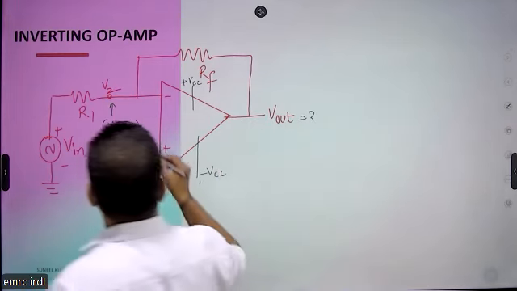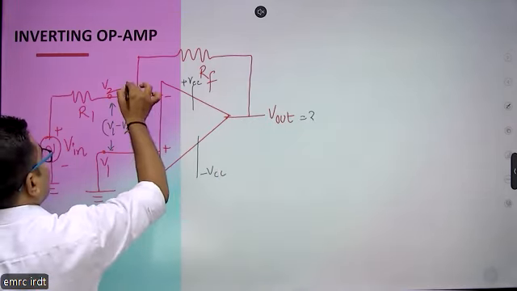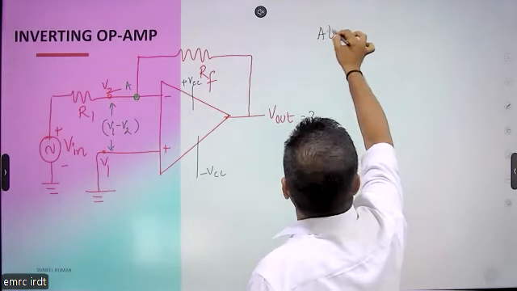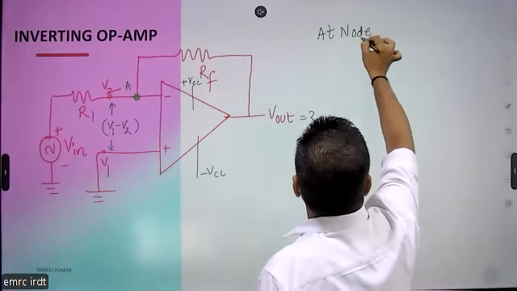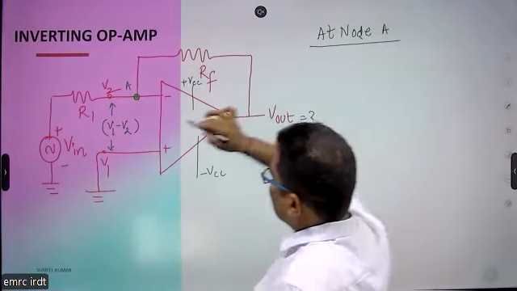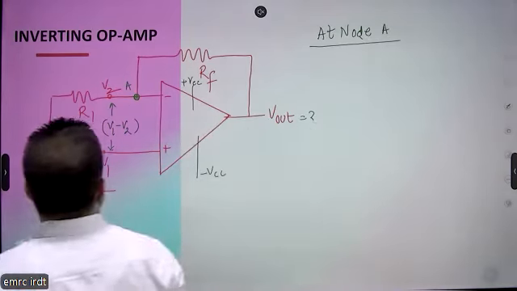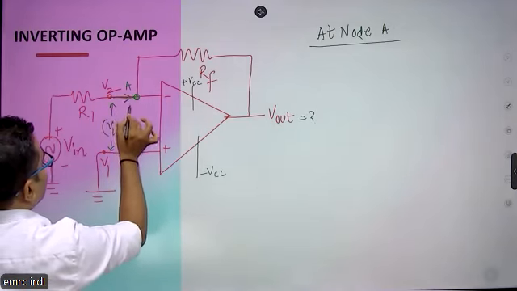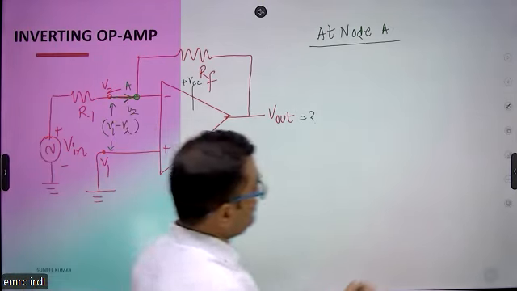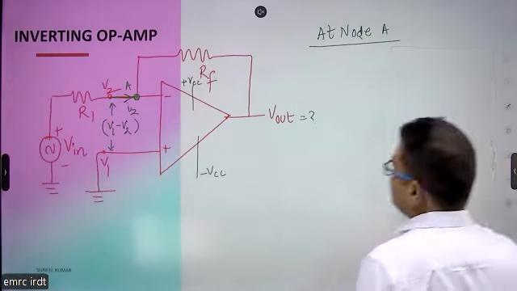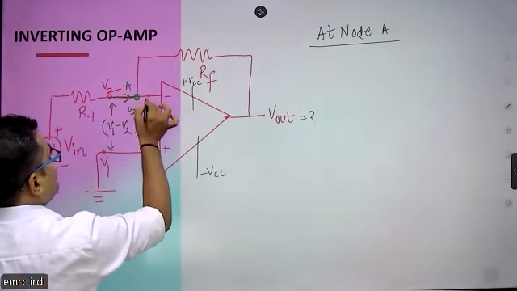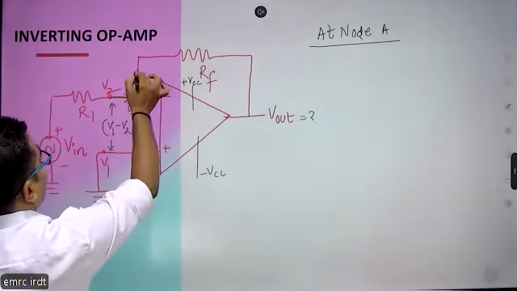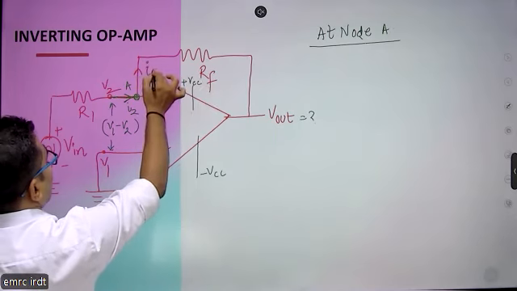First we will consider the node A. Let's say this point is A. At node A, this is a junction. Here we have a current, say I2, at junction A. We have another current here, the small I current, and the current flowing through this RF resistance is IF.